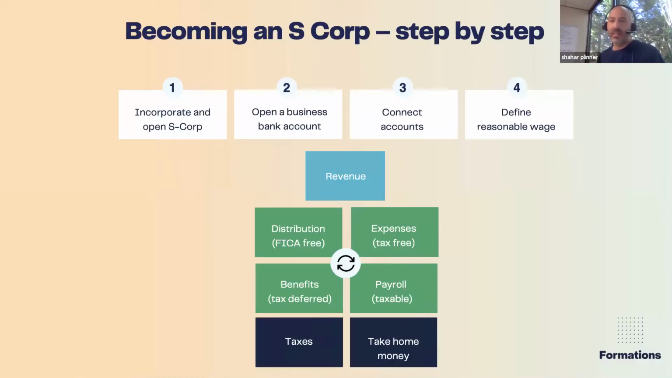And then the number one benefit is the distributions. You can take money off the S Corp anytime, and this is what we call FICA free or self-employment tax free. Your distributions are not subject to this 15.3% self-employment tax, which actually reduces dramatically how much taxes you pay on an annual basis and increases your take-home money.